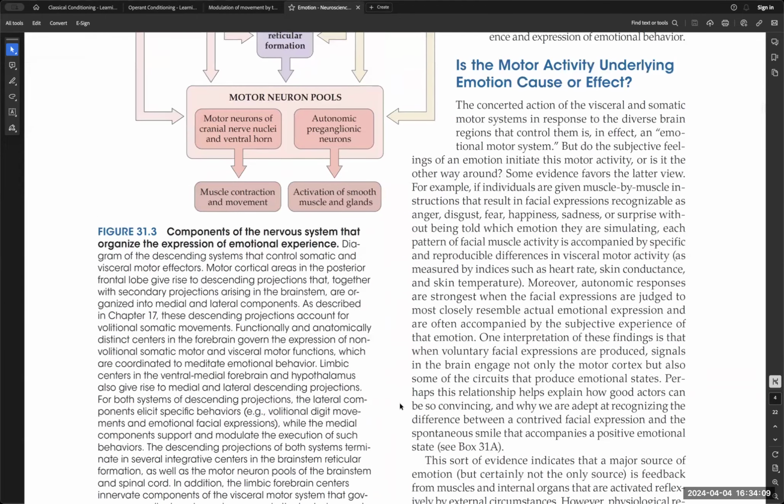So basically, is motor activity underlying emotion cause or effect? Okay, we talked about the possibility that if I do a motor action, I can induce a feeling, or if I have an internal feeling, I can induce a motor action, which is what we call the behavior. All right. بس كمان مرة it's more of a reflex as opposed to a conscious behavior or a voluntary behavior, as you saw with what we talked about in terms of the Duchenne smile.